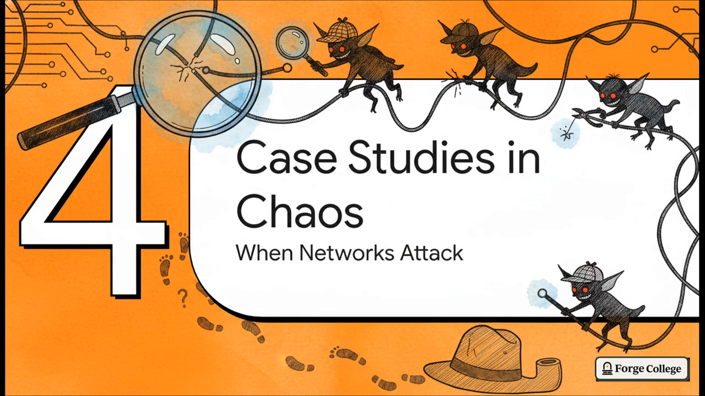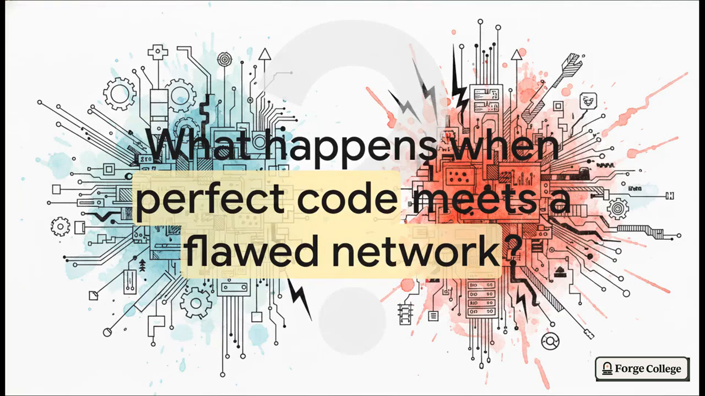That perfectly sets up Section 4, Case Studies in Chaos. So what actually happens when perfect code meets a deeply flawed network? It's absolutely a critical question we have to ask, because as we're about to see, a parameter that works flawlessly in a perfectly tuned, low-latency local test cluster can cause complete, cascading, systemic meltdowns when unleashed onto a global testbed.